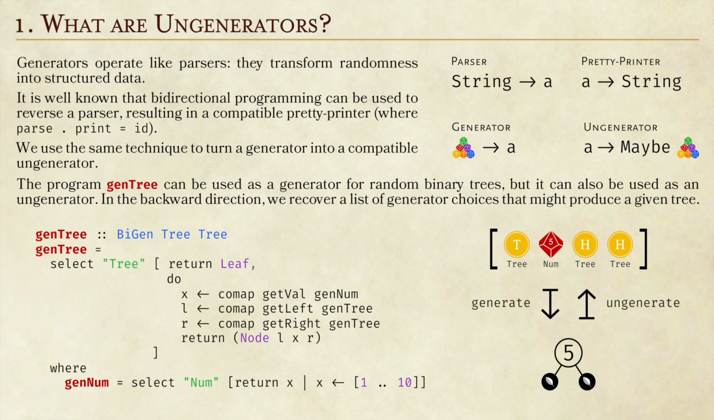We can write generators and ungenerators simultaneously using bidirectional programming. The key to making this work is recognizing that generators are essentially parsers. They turn unstructured random choices into structured data. There are well-known ways to automatically derive pretty printers from parsers, and we rely on those same tricks to derive ungenerators from generators.